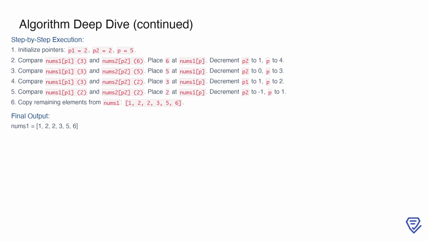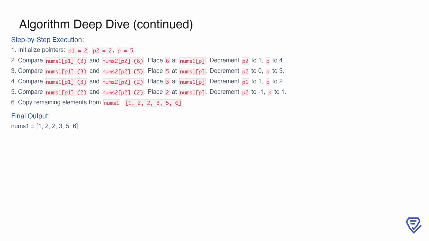Next, we compare nums1[p1], 3, and nums2[p2], 5. Again, 5 is larger, so we place it at nums1[p], and decrement p2 to 0 and p to 3. Now, we compare nums1[p1], 3, with nums2[p2], 2. This time, 3 is larger, so it goes to nums1[p], and p1 is decremented to 1, with p moving to 2.